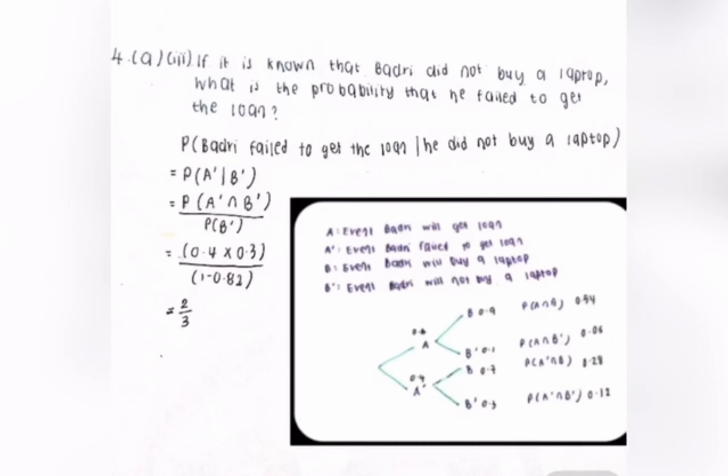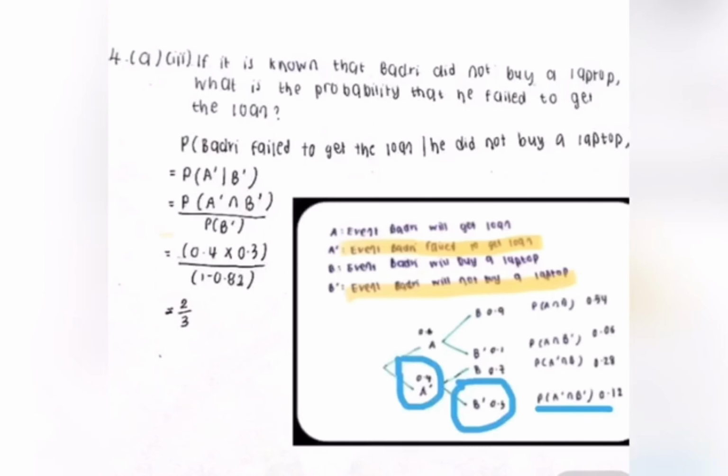Okay, next we will continue to question number 4A3 Roman. The question given is, if it is known that Battery did not buy a laptop, what is the probability that he failed to get the loan? So we can write it as the probability that Battery failed to get the loan given he did not buy a laptop. We can also write it as P(A' | B'), as A' is the event Battery failed to get the loan, and B' is the event that Battery will not buy a laptop.